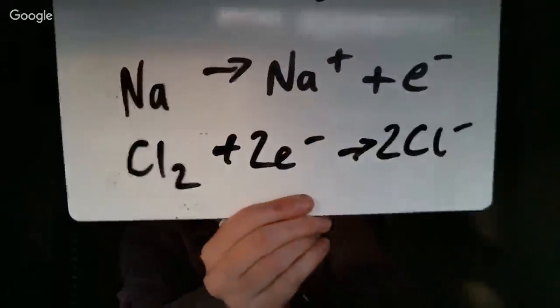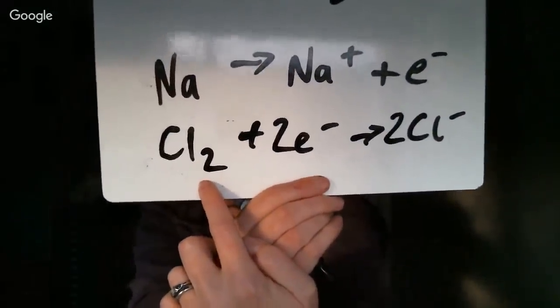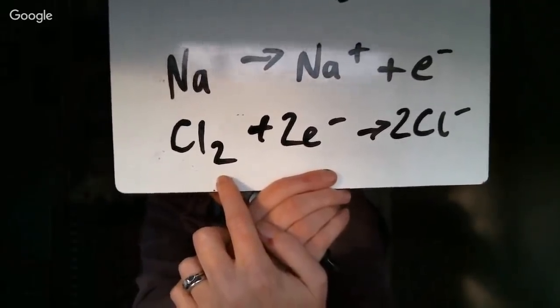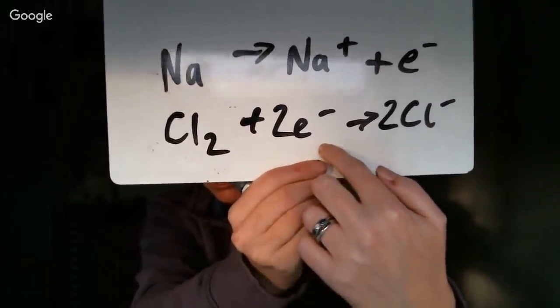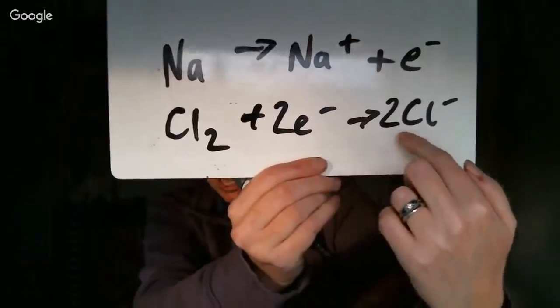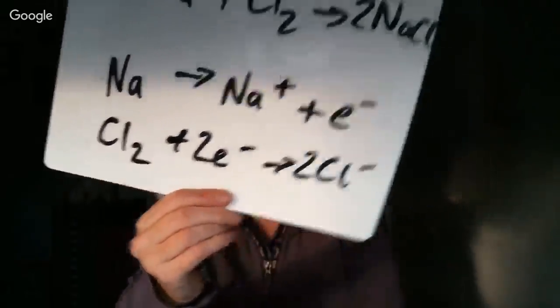If we do the same for chlorine, then what we're going to find is we add 2 electrons to it to make our chloride ions. So we start off with our chlorine gas, Cl2, group 7, remember, diatomic. We add 2 electrons, given the symbol e-, and we make 2 Cl- ions. So that's all we're talking about when we refer to a half equation. You're just looking at one reactant and you say what happens to it.